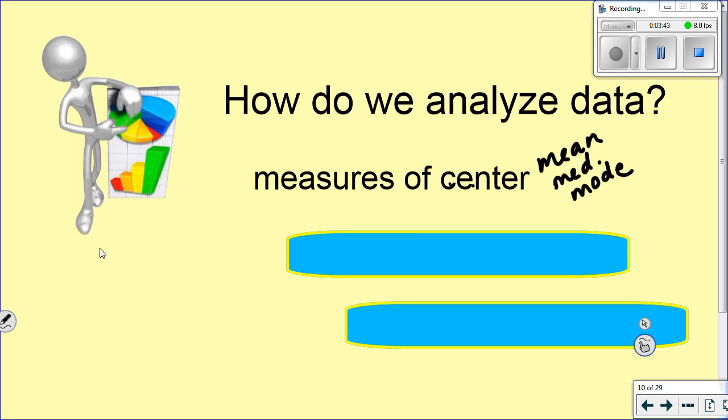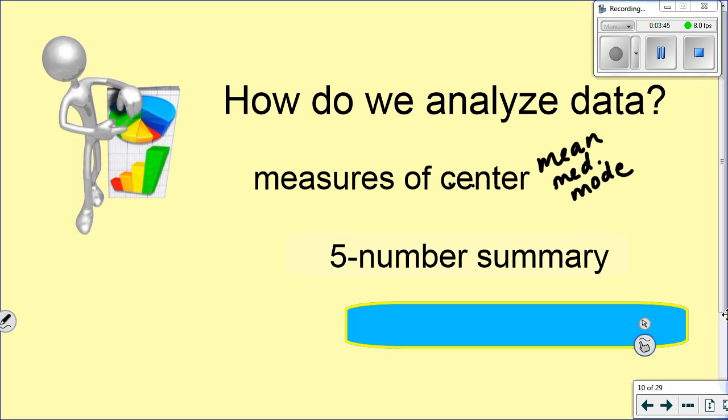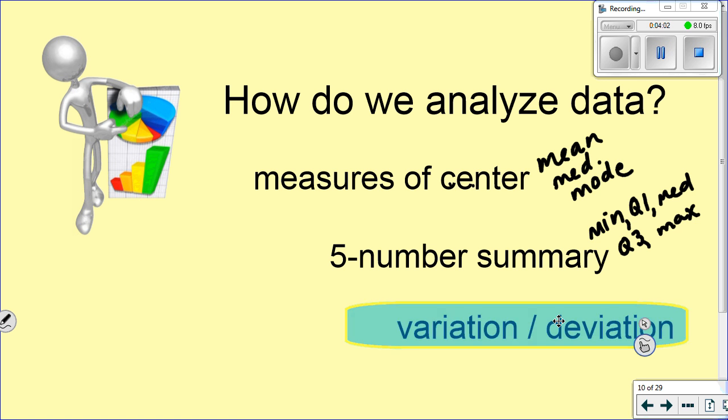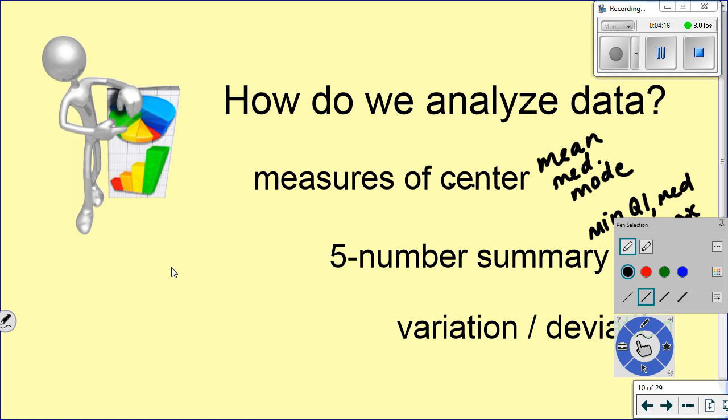Another way we can analyze data is our 5-number summary. So remember, that's minimum, Q1, median, Q3, and maximum is our 5-number summary, and we also know how to do that on our calculators. And then finally, we can use variation or deviation, other measures of spread, right? So we can look at how far values are from the mean. That's our deviation, right? How far our values are from the mean.